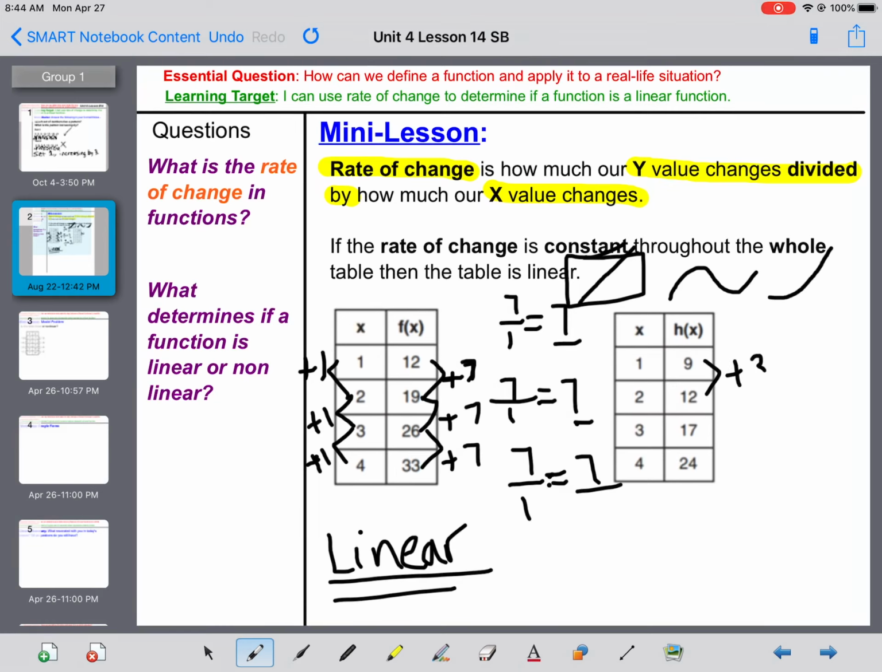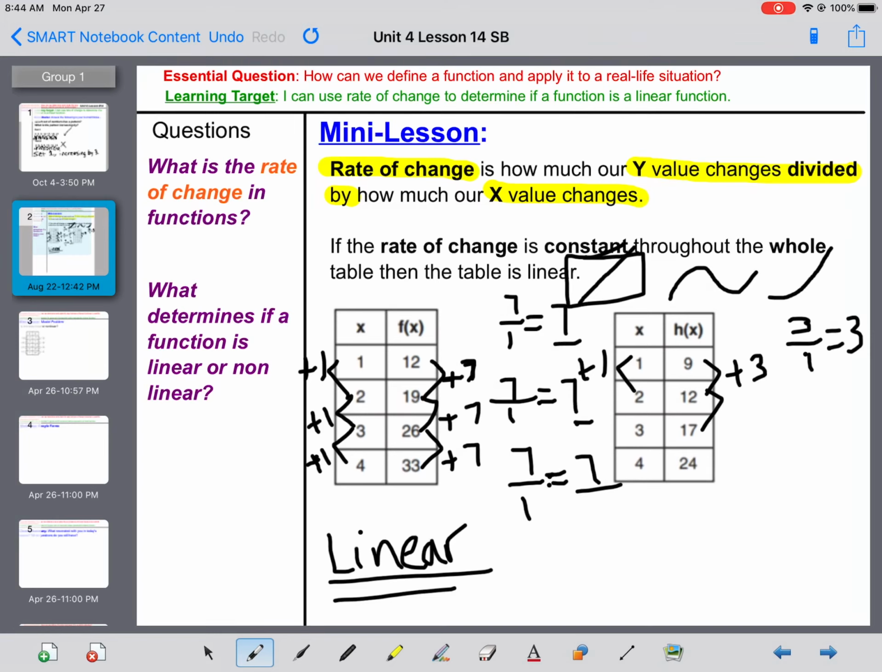9 to 12 increases by 3. 1 to 2 increases by 1. 3 over 1. So from the first number to the second number, the constant, or the rate of change, is going to be 3. Let's see if the constant stays the same.